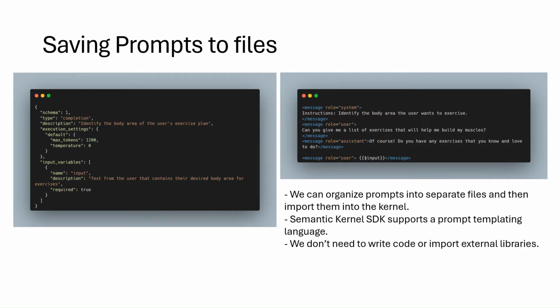We essentially configure it using a config.json file. As the name suggests, this contains the configuration details for the prompt and is placed in the same folder as the skprompt text file. And it supports parameters like the type, considering the type of prompt, and description, basically a description of what the prompt does. And this is used by the kernel to automatically invoke the prompt. We can also define input variables and also execution settings, which defines the settings for our models.